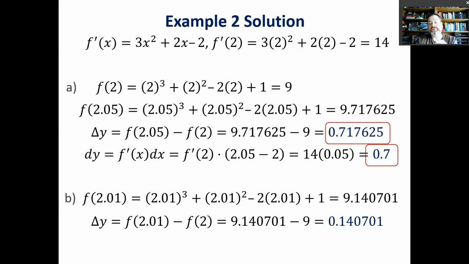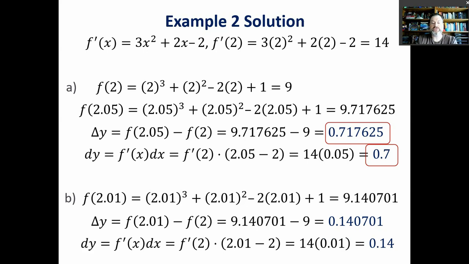And then do the same thing with dy, same thing we did in part A. Just plug in new values, right? So f prime of 2 is still f prime of 2. But our dx is different now, right? Our dx is 2.01 minus 2. So it's 14 times 0.01, which is 0.14.